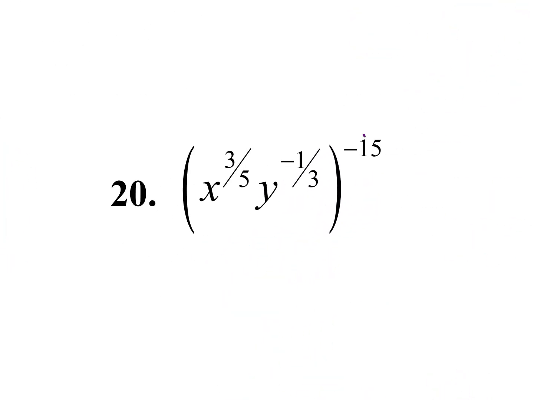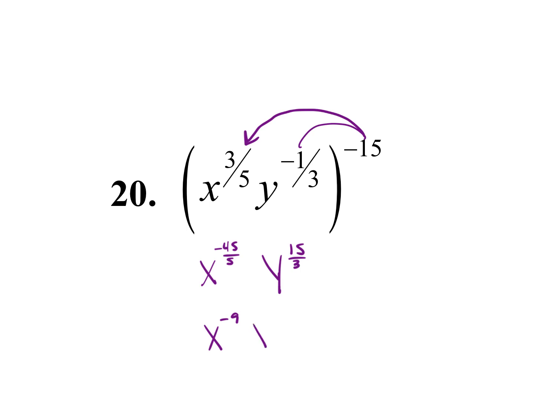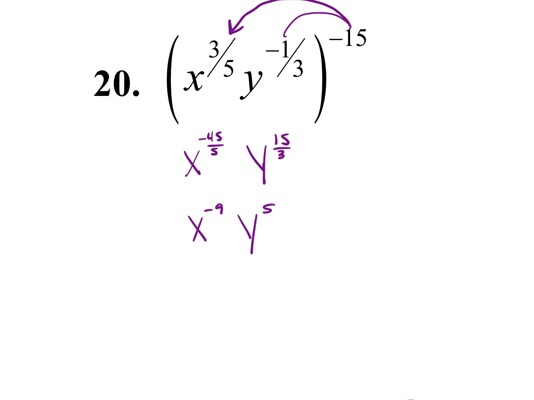So 20, I would distribute, and again, if you want to let your calculator do that, 3/5 times -15, your calculator can do that for you. That becomes a -45/5, or a -9 when you simplify that. The y is a +15, right? A negative times a negative is going to be positive, so +15/3, which is a +5.